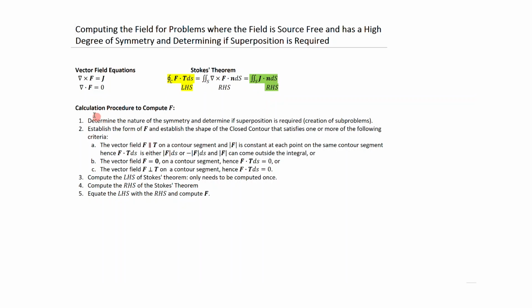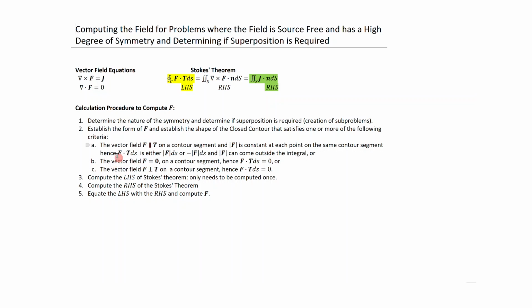All right, the calculation procedure to compute f, the field, was as follows. First of all, determine the nature of the symmetry and determine if superposition is required, which meant the creation of subproblems. Secondly, establish the form of f and the shape of the closed contour that satisfies one or more of the following criteria. One, that the vector field f is parallel to the tangent to the contour on a given segment, and f is constant at each point on the same contour segment.